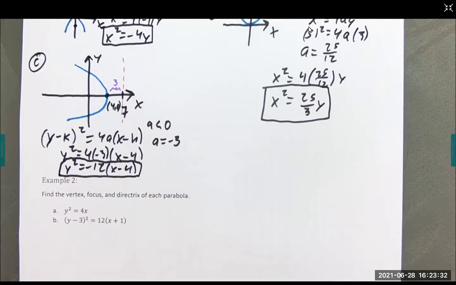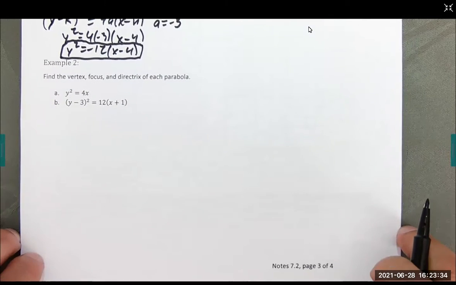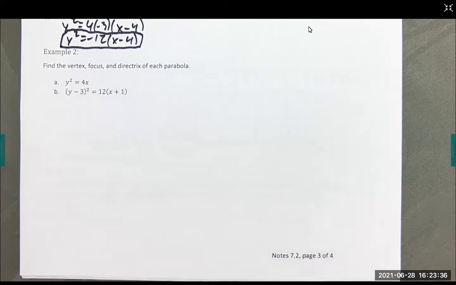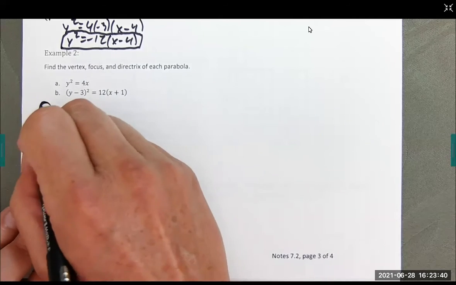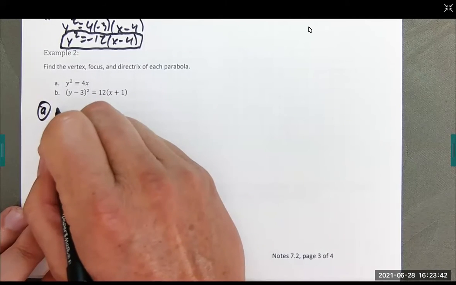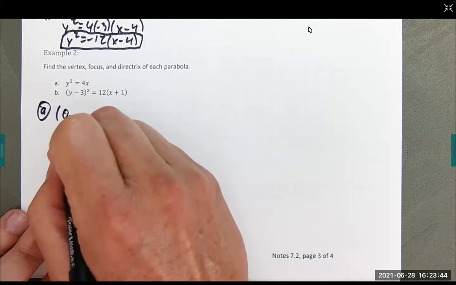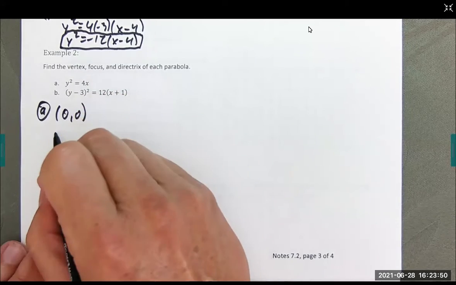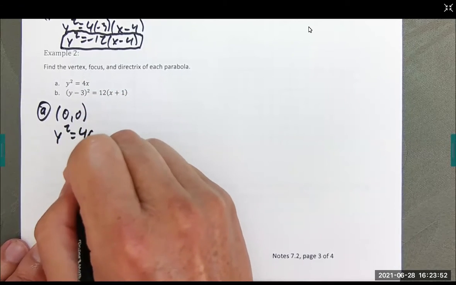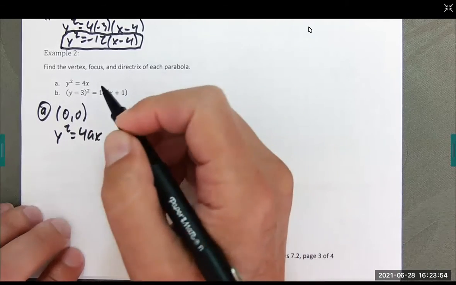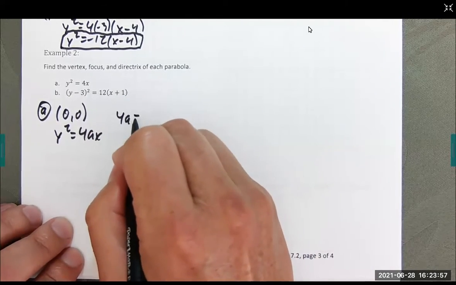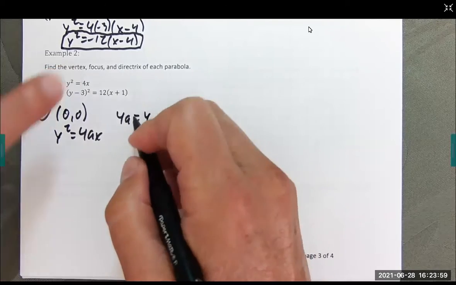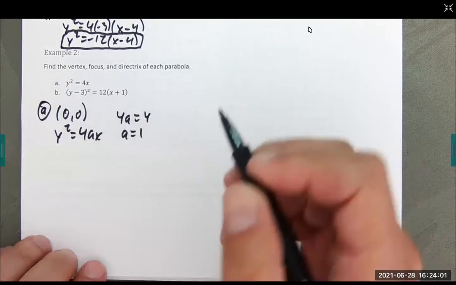All right, let's explore a little more with these parabolas. Find the vertex, focus, and directrix of each parabola. The vertex is going to be 0, 0. That's no problem here. We need a, and we know that y squared equals 4ax, and if 4a is equal to 4, like it is here, it means that a equals 1.